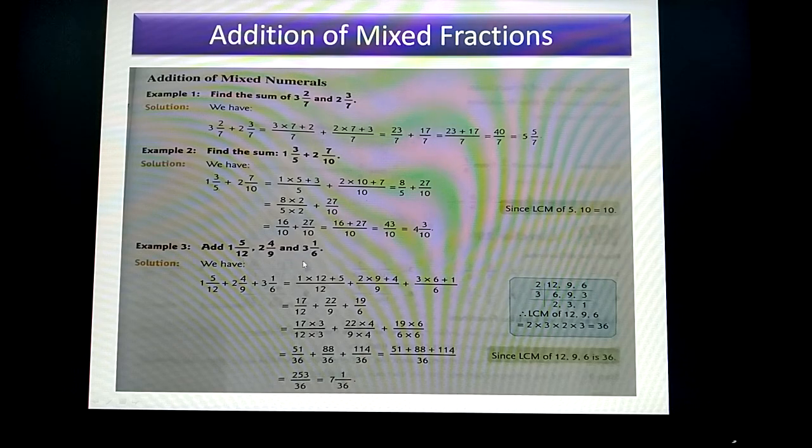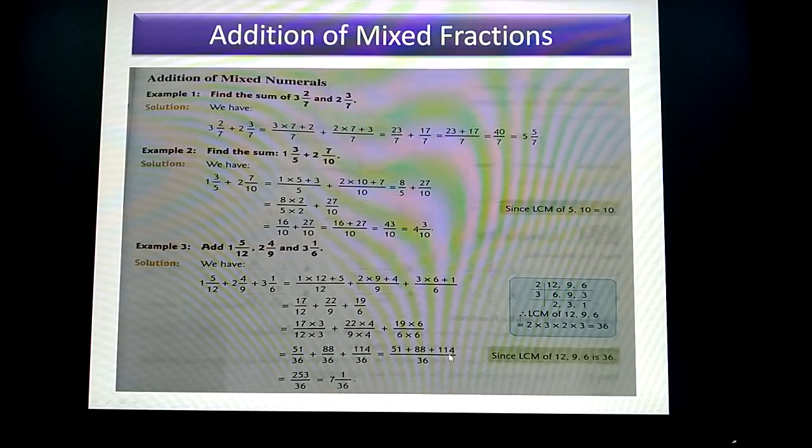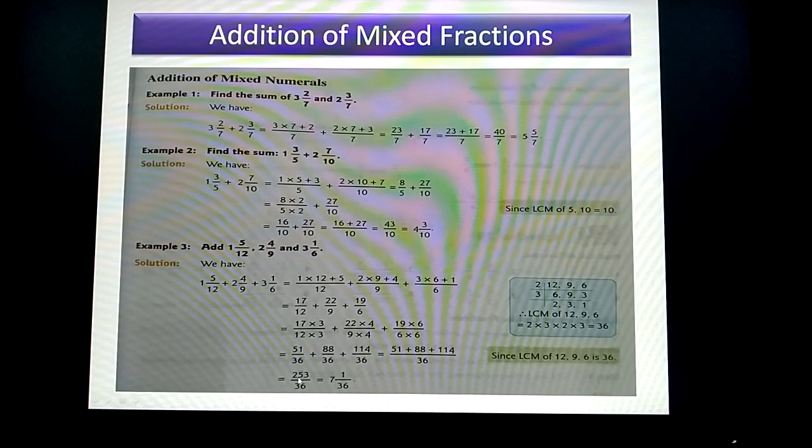Say in this case 12, 9 and 6. These do not have the same denominators, so we have to take the LCM. So the LCM of 12, 9 and 6 is 36, as you can see on the right hand side. And then we have to make them equivalent like fractions by multiplying the denominator, and the same number we have to multiply with the numerator as well. Then we just do the addition. After they become equivalent like fractions, we just do the addition, and then if reducible we have to reduce it, or else we can keep it this way or in the mixed form also.